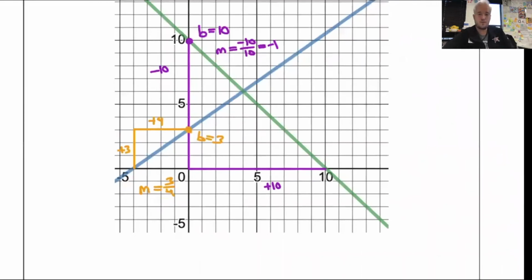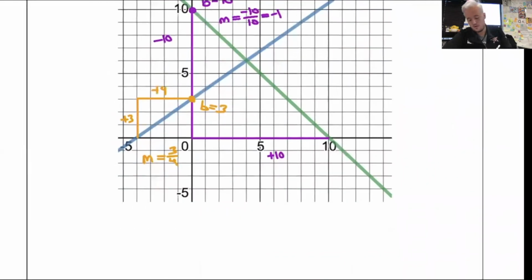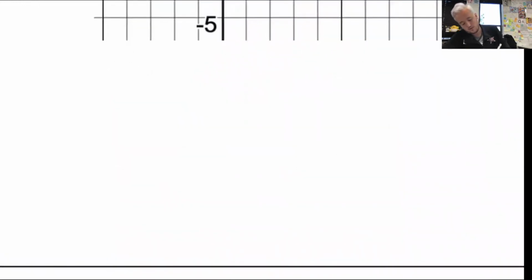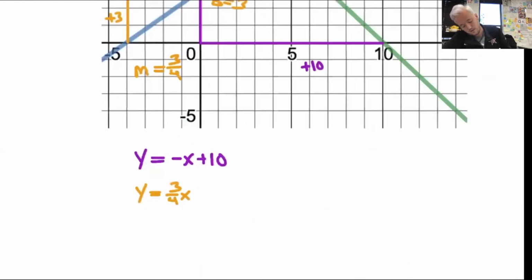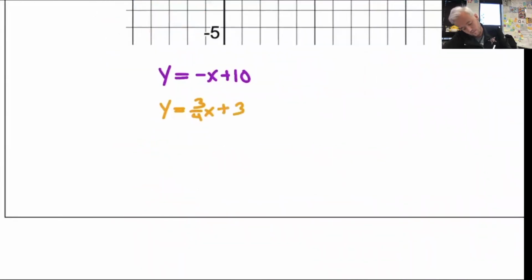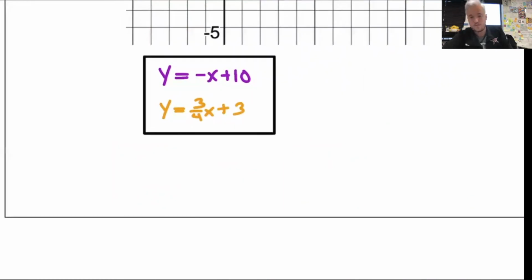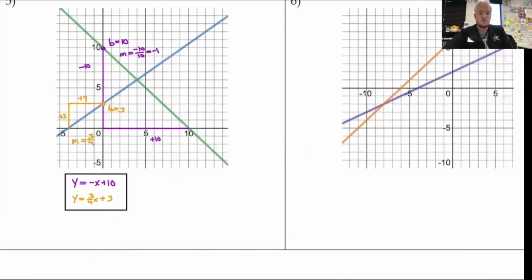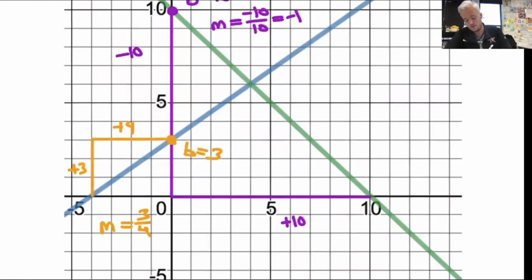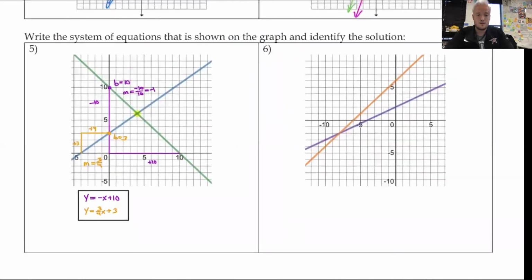All right, so I'm going to write the equation for purple. So I'm going to have y equals -x plus 10. Then my other equation, y equals 3/4 x plus 3. So that would be your system. You're writing the equations for both. So really use the intercepts to your advantage if you can. You could also use their solution as another point you could use. All right, now looking at the next one.